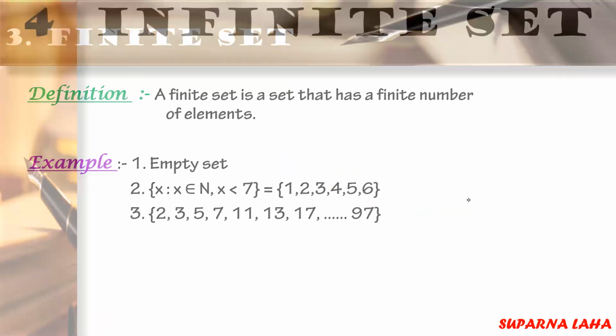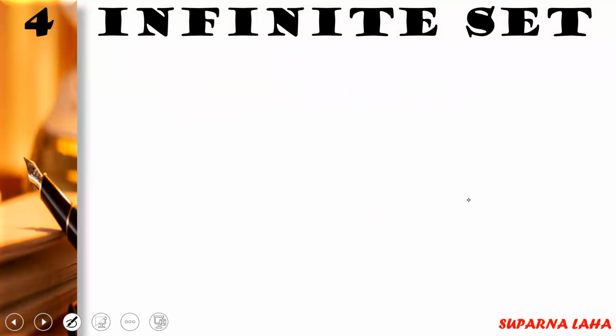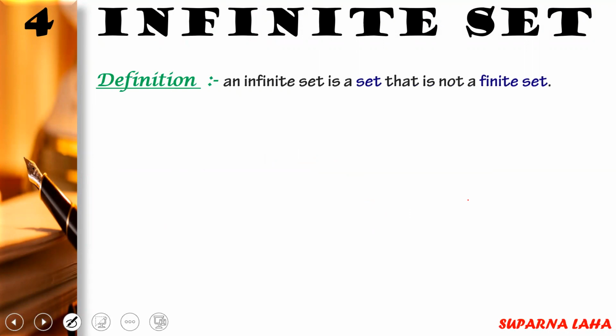Next is infinite set. What is infinite set? An infinite set is a set that is not a finite set. This concept is wrong, that infinite set means we can't count its elements, or an infinity number of elements are present there. No, behind this infinite and finite set, there are more concepts.